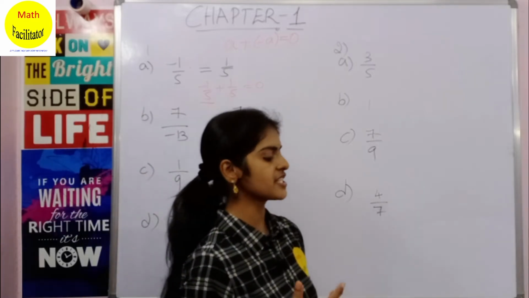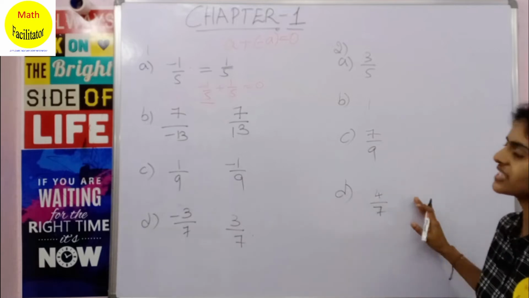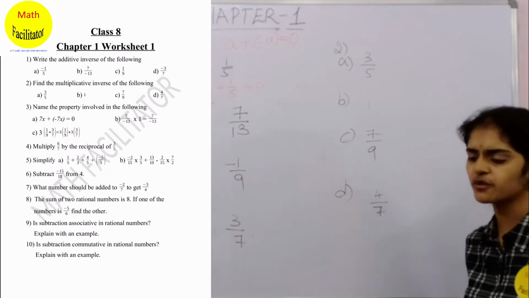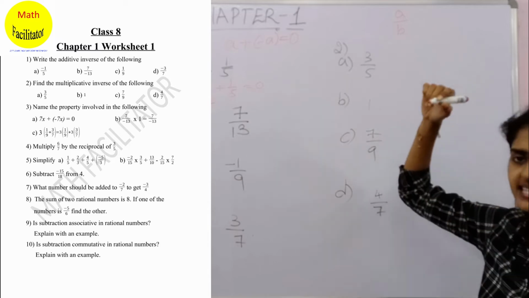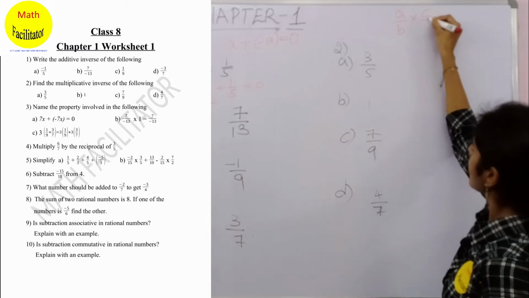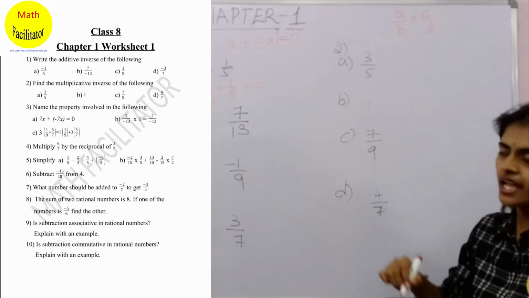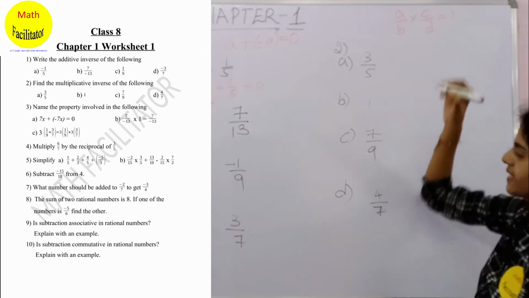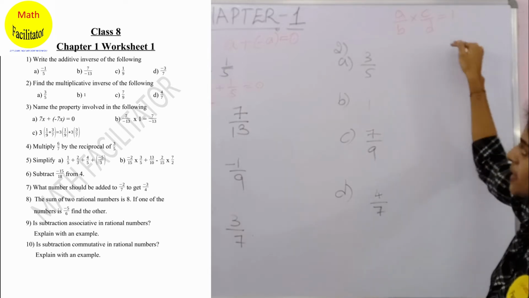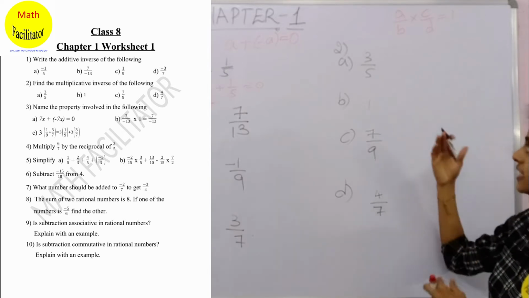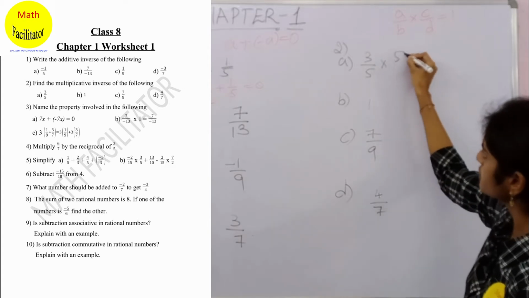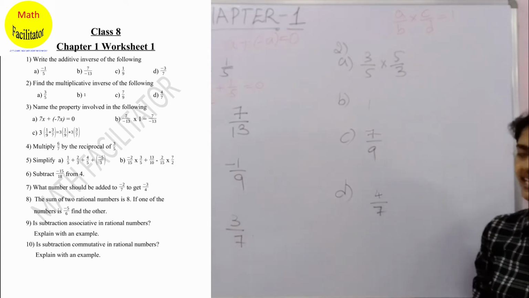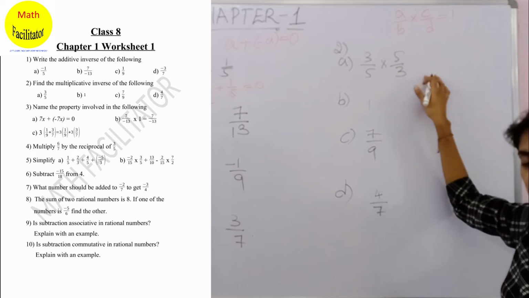Now the next question is you have to find the multiplicative inverse of these numbers. So now what is multiplicative inverse? If a by b is a rational number, and if you multiply this with another rational number c by d, and the answer which you get should be 1, then this is called multiplicative inverse. Now when will you get 1? So if I multiply 3 by 5 with 5 by 3, what is the answer?